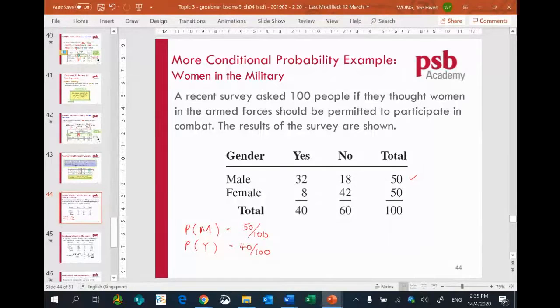Now I'm going to mix up the two. What's the chance that you get a male, and the person says yes, that females should be able to participate in combat? Yes and male, what's the figure? 32. Yes and male happening at the same time, 32.